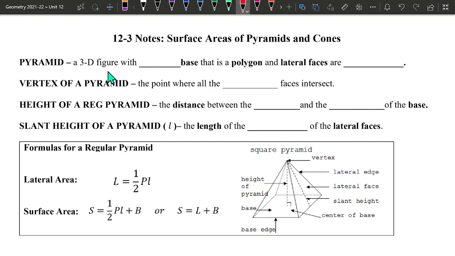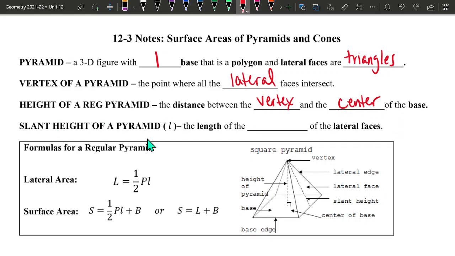So a pyramid is a 3D figure with one base that is a polygon and lateral faces are triangles. We went over this kind of stuff in 12.1, but just the recap. The vertex of the pyramid is the point where all the lateral faces intersect. The height of a regular pyramid is the distance between the vertex and the center of the base.